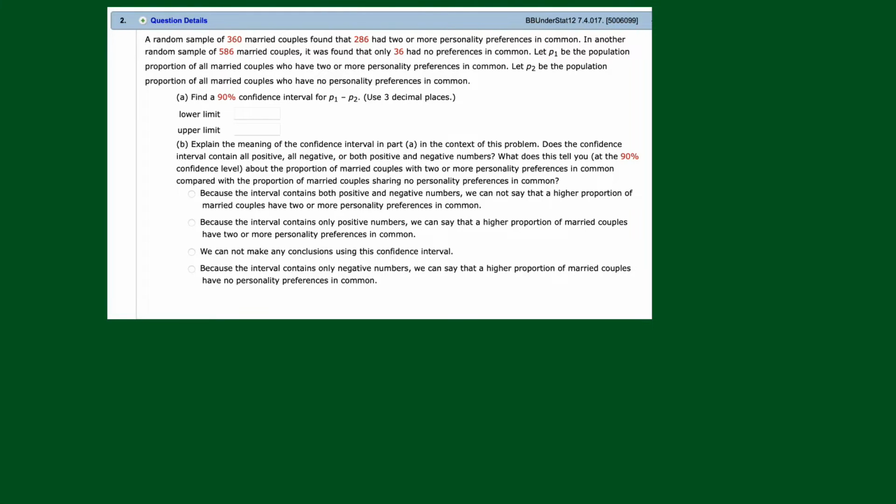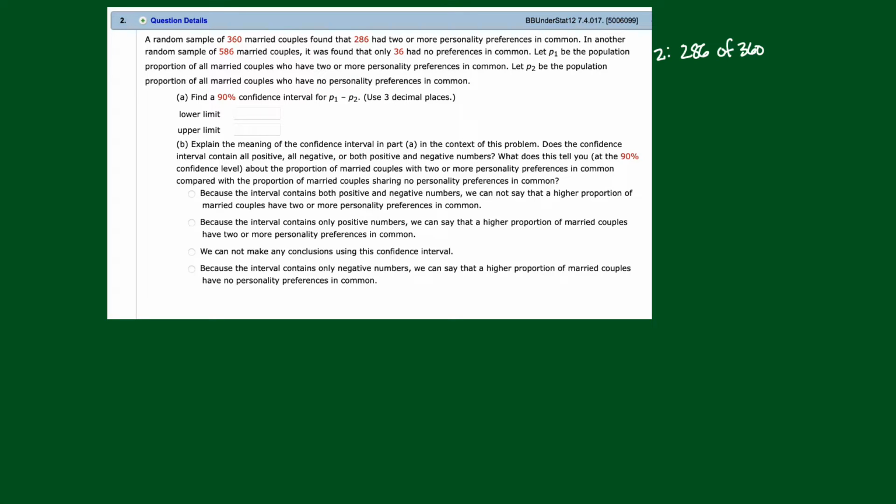7.4 problem 2. A random sample of 360 married couples found that 286 had 2 or more personality preferences in common. In another random sample, I've got too much going on here. I need to write this down. So we have 2 or more personality preferences in common: 286 of 360 had 2 or more preferences in common.